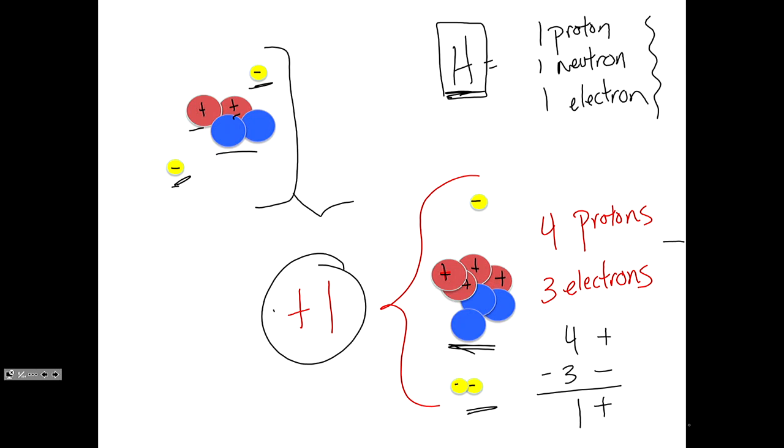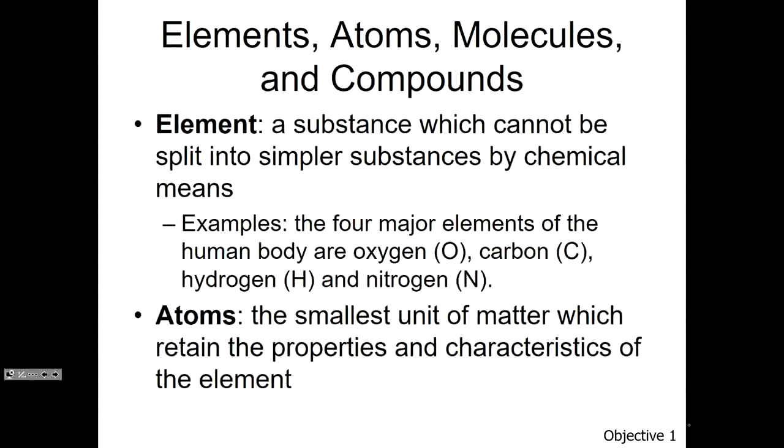All right. Uh-oh. You guys see that? What did I lose? A neutron. So what changed? The weight. Did I change the charge? No. All that changes is the weight if I lose a neutron. Beautiful.